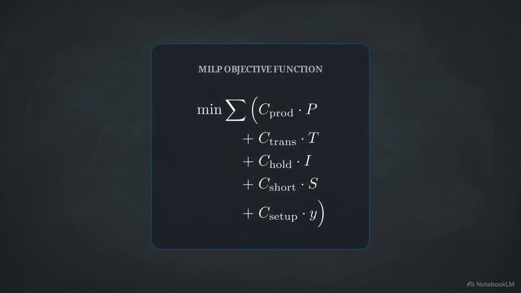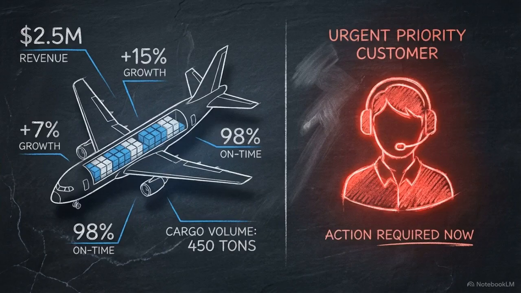At its core, the algorithm must solve this, a massive global cost minimization objective function. It assesses the precise financial impact of production overtime, transport fees, holding constraints, and stockout penalties. It continuously computes trade-offs. It weighs the exact cost of expediting components via air freight against the localized penalty of failing to deliver to a priority customer.